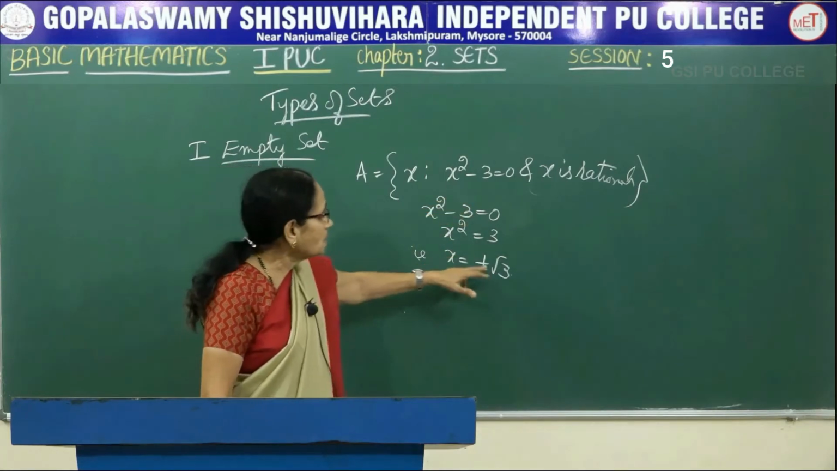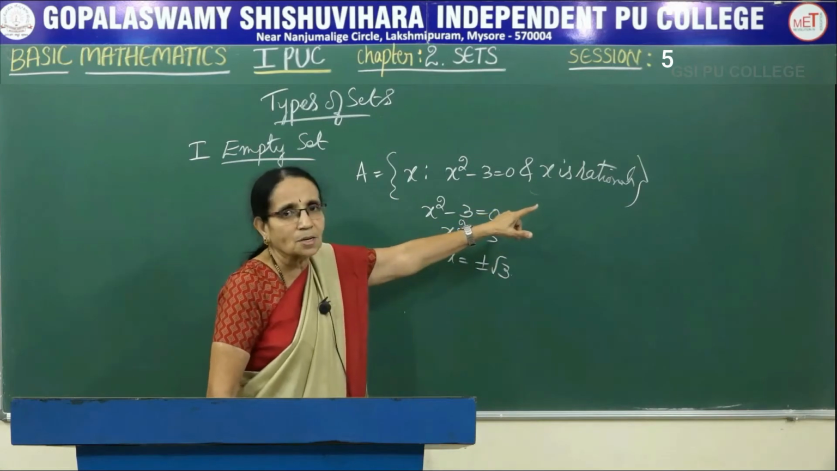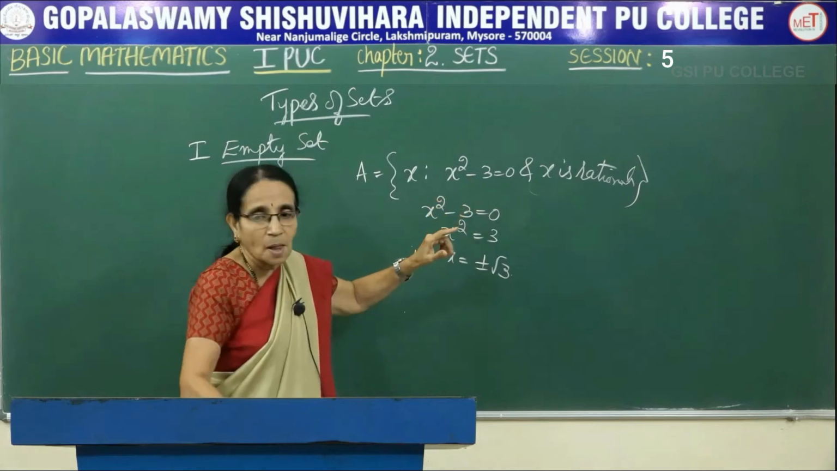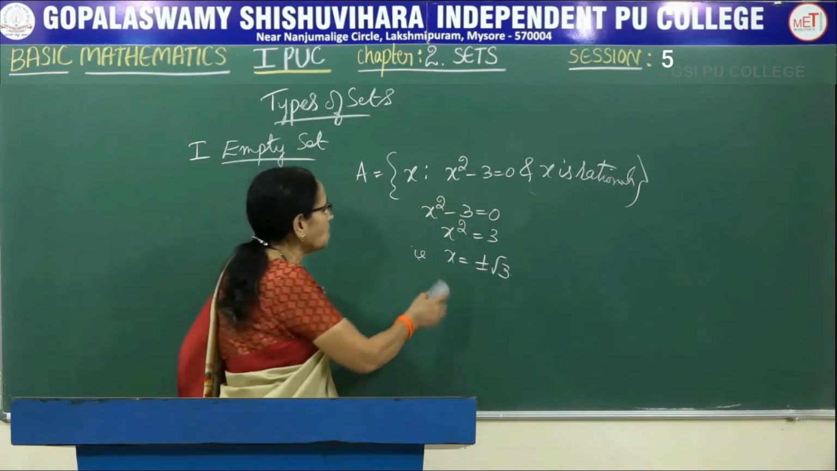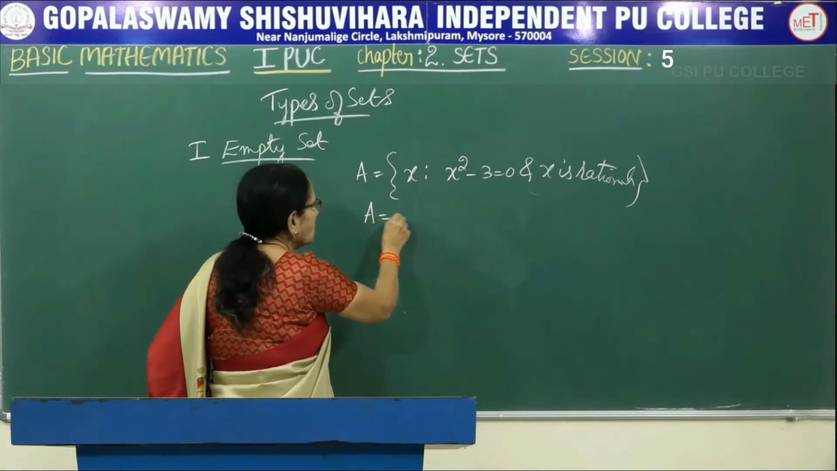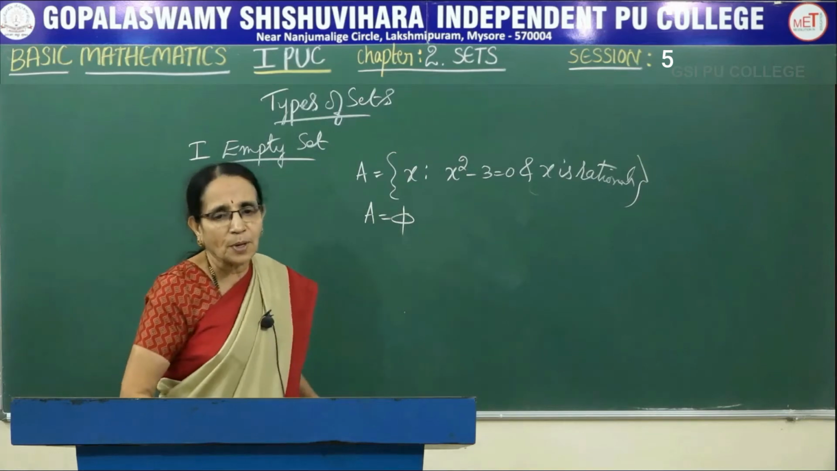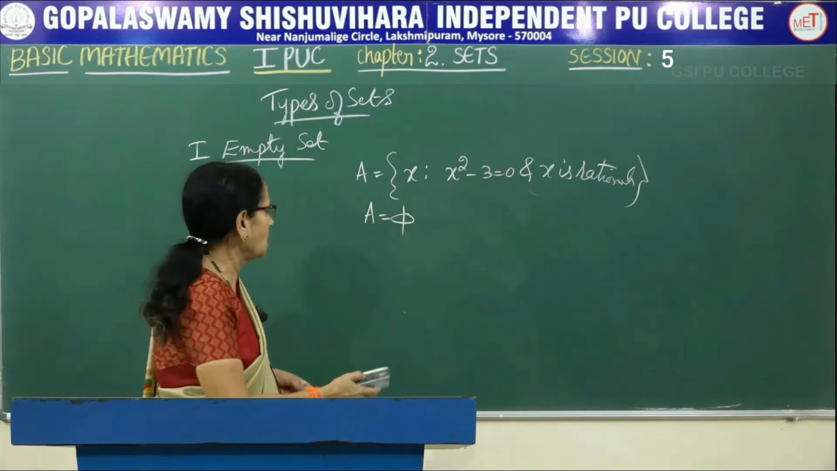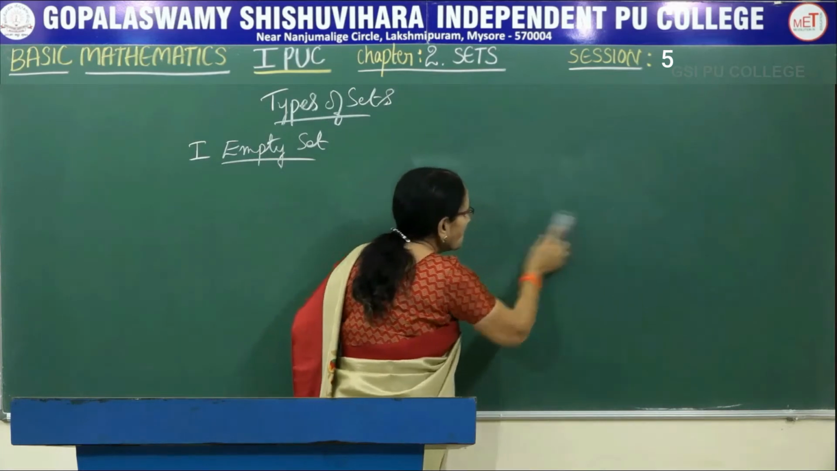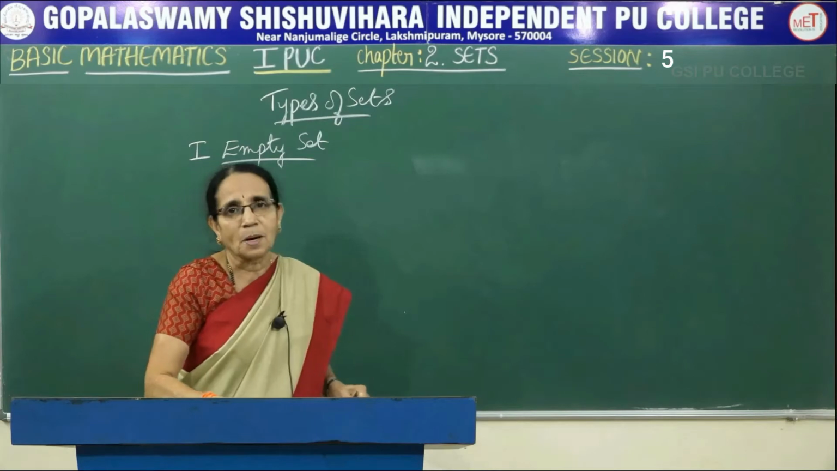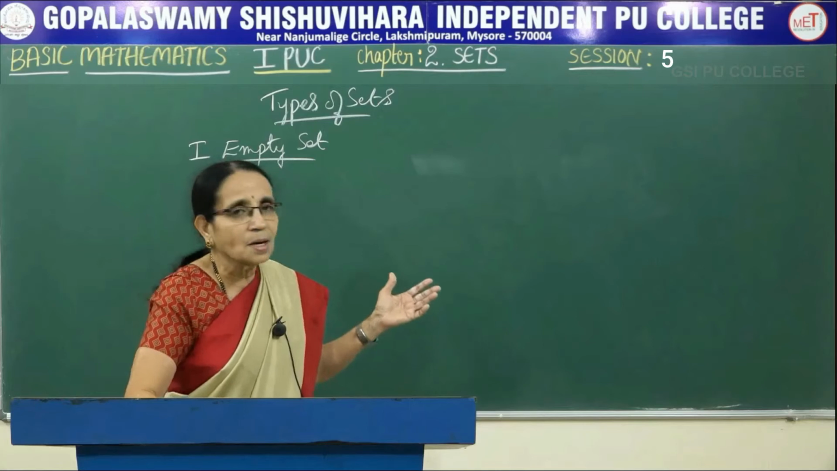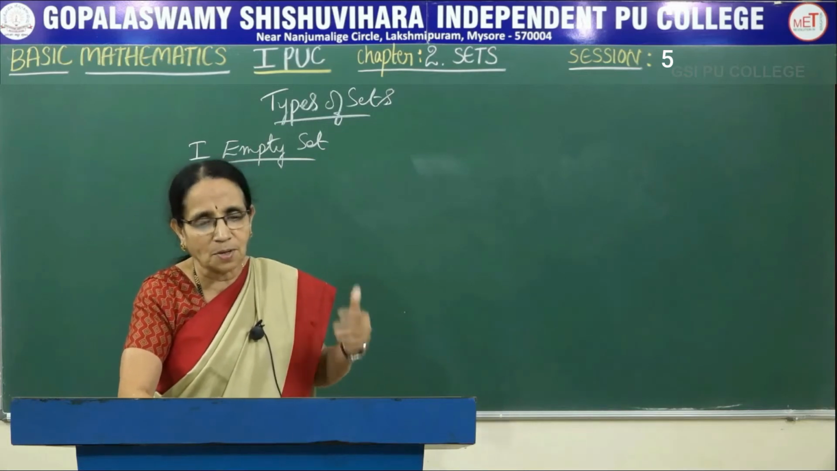That means these elements do not satisfy the condition, so these elements cannot belong to this set. So in this case, according to the condition that has been specified, I can write that A does not contain any element. Therefore I can write A is equal to phi. It does not contain any element. So by defining a set in a particular way, there may be some element or there may not. If no element is present, then it becomes an empty set.